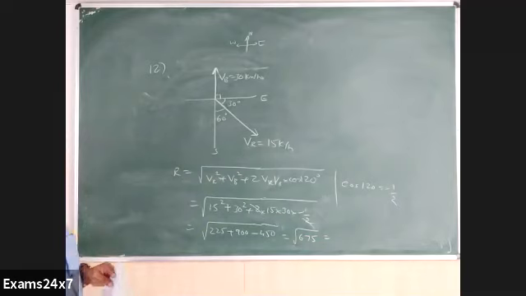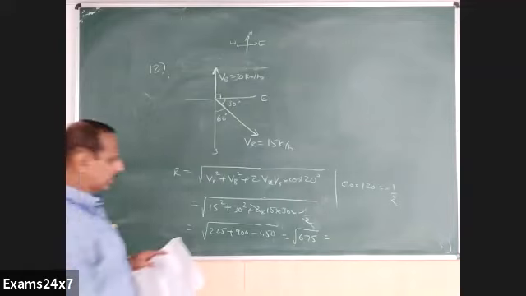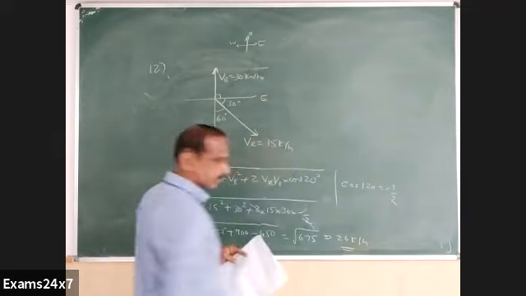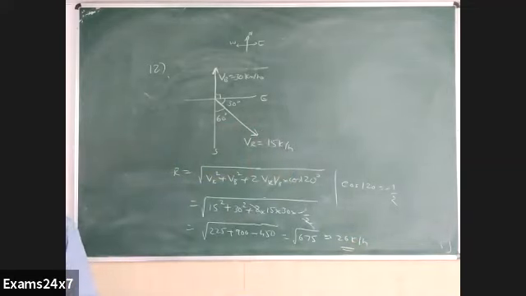It should be almost 26 something, because 25 square is 625, 26 square is 676. So close to 26, I think, is the answer. Approximately, you can take it as 26 kilometer per hour, which becomes the resultant velocity of the boat here.